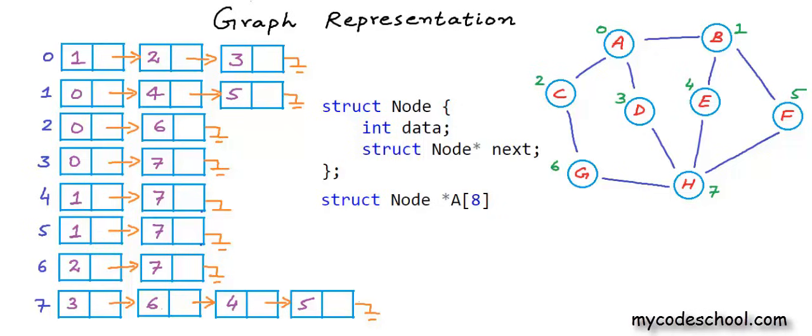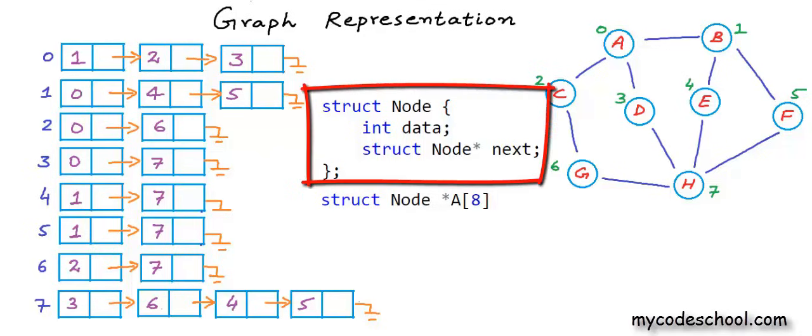Now, programmatically, to create this kind of structure in computer's memory, we need to create a linked list for each node to store its neighbors. So what we can do is create an array of pointers, just like what we had done when we were using arrays. The only difference would be that this time each of these pointers would point to the head of a linked list. That would be a node. I have defined node of a linked list here.